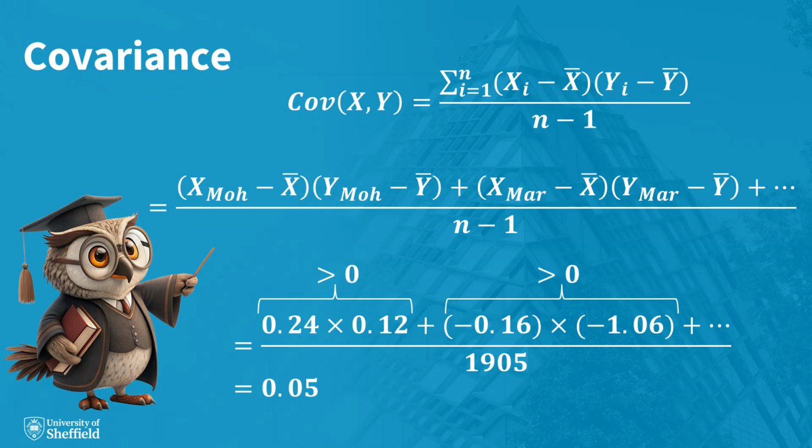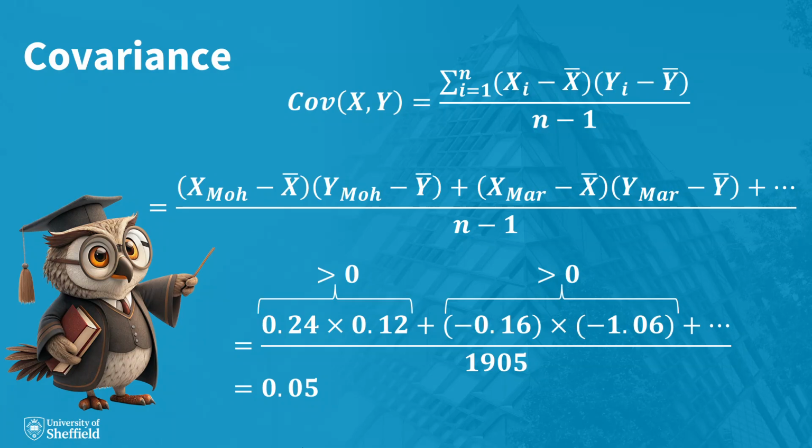But there will be some children who have above average wealth and below average height for age, or below average wealth and above average height for age. For these children, we'll be multiplying a positive number with a negative number, which comes out negative. So unlike the variance, where we're adding together a series of positive numbers, the covariance involves adding together a mixture of positive and negative numbers. This means that the result could come out positive or negative.